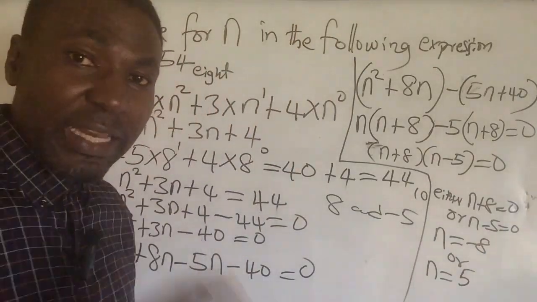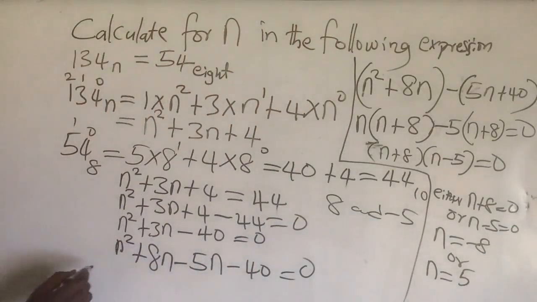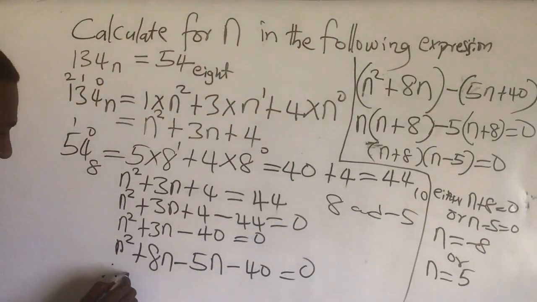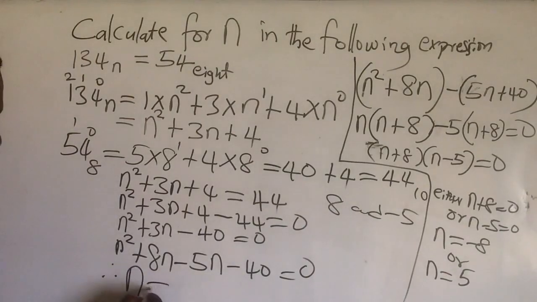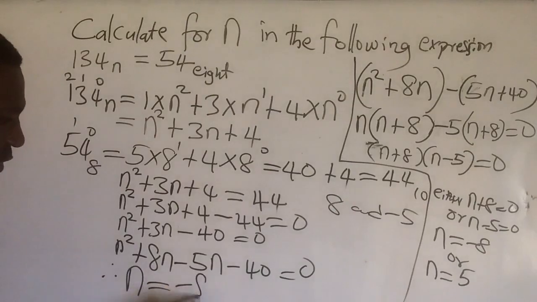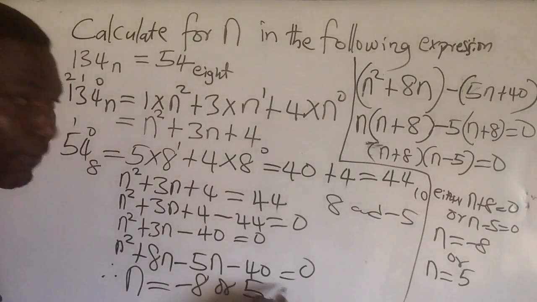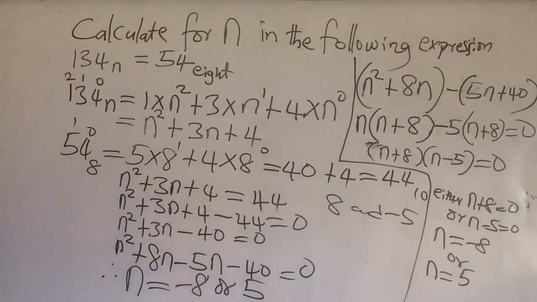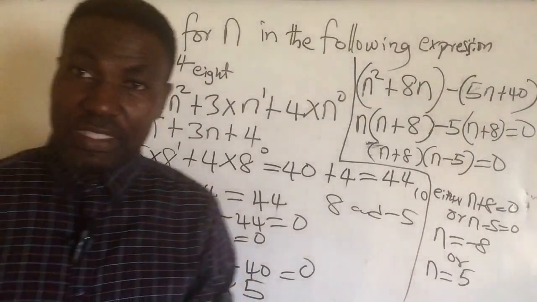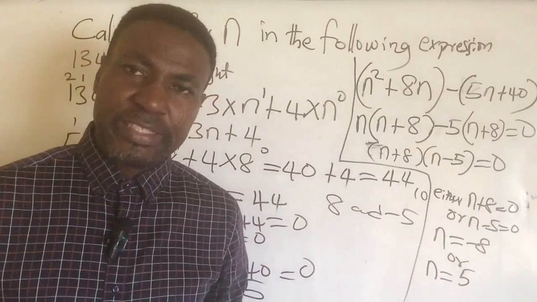So the value of n now is equals to minus 8 or 5. Answer. So this is how to solve this special type of number-based case.